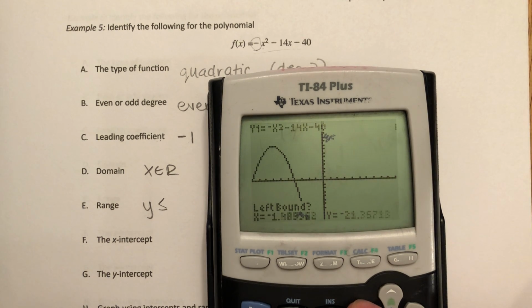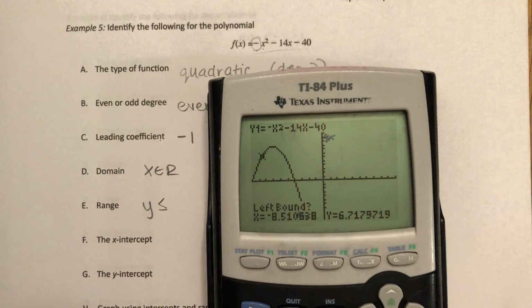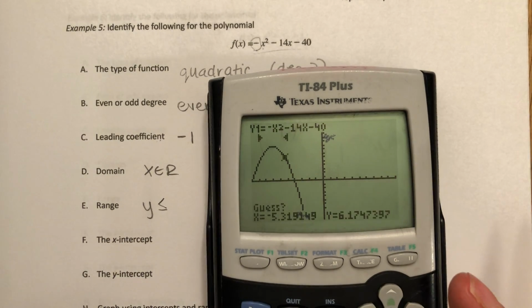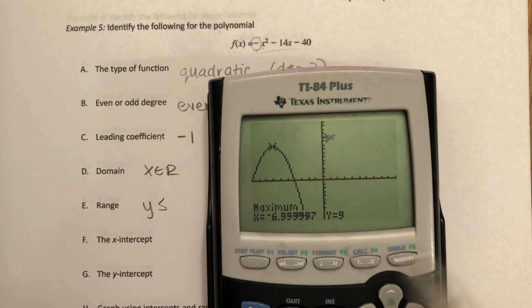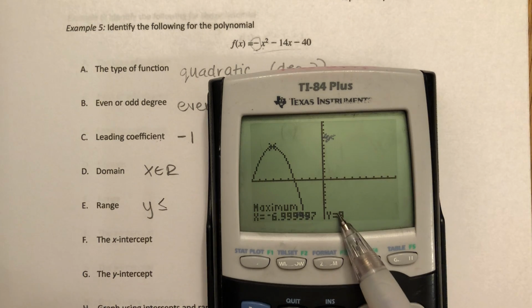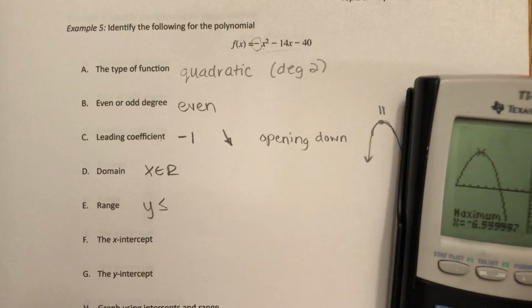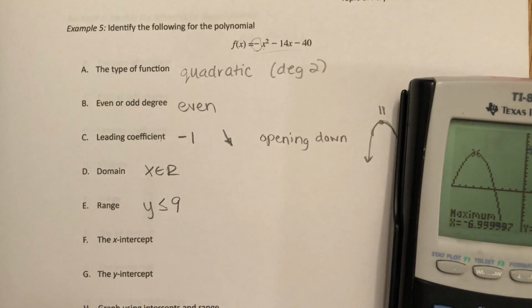My left boundary, I need to scroll until I get that in screen. So I want a maximum value between here and here, right? My max is there, so I'm going to give it left boundary, right boundary, and then a guess. So my max is basically -7 for x, and y, that's what we care about. That y coordinate is at 9. So that means my range is everything less than or equal to 9.